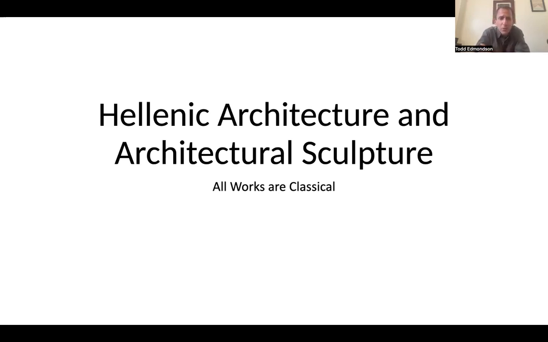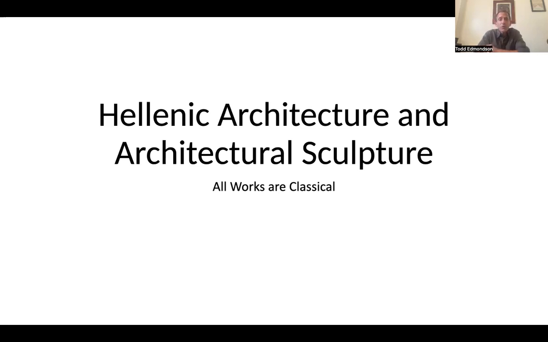You may also notice some other things about the columns. For example, the ones in the Ionic order are thinner. There are more flutes, more of these ridges going down the column than you see in the Doric order. So it gives it more of an intricate feel.